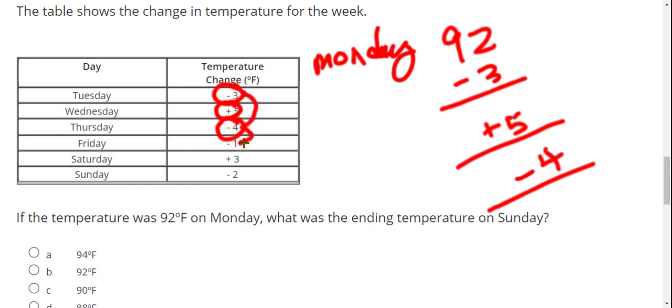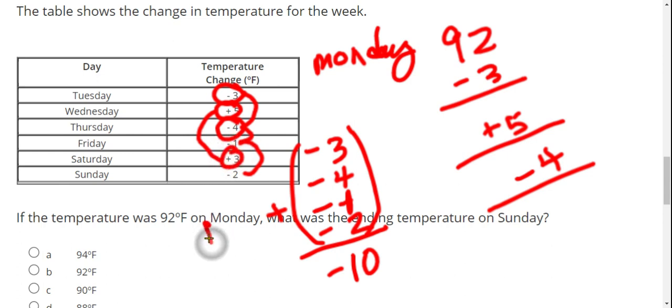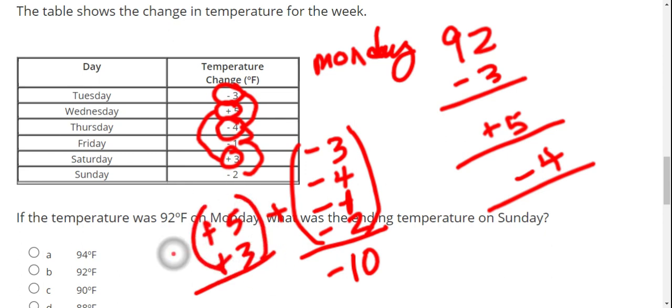-3, -4, -1, -2. These are all the same thing, so we're going to add these. 3 plus 4 is 7, 8, 9, 10. So there's 10 negatives, and then +5, +3. These are all the same, so we're going to add those. So we get +8.